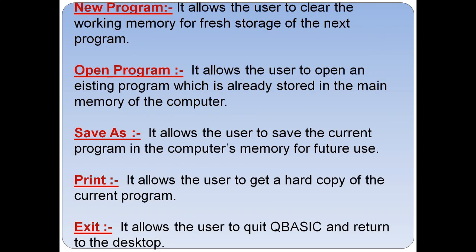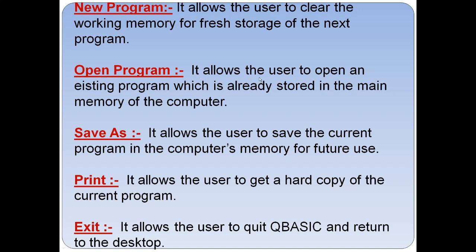Now some more terms I will explain to you. The different options present in the File menu are explained below. These you can see in the File option. New Program: it allows the user to clear the working memory for fresh storage of the next program. It means it will make a new program.